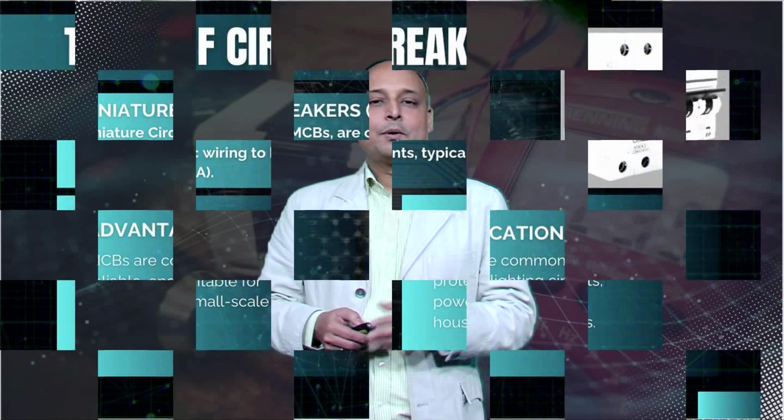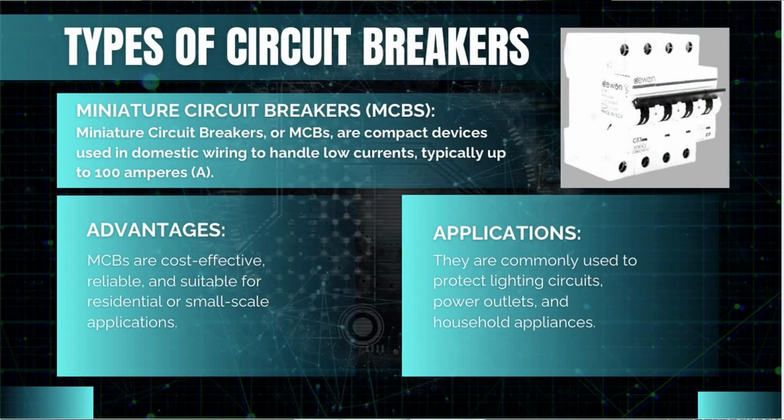Types of circuit breakers. Circuit breakers come in various types, each designed to address specific fault conditions and application requirements. Let's explore the most common types. Miniature circuit breakers or MCBs. Miniature circuit breakers or MCBs are compact devices used in domestic wiring to handle low currents, typically up to 100 amperes.